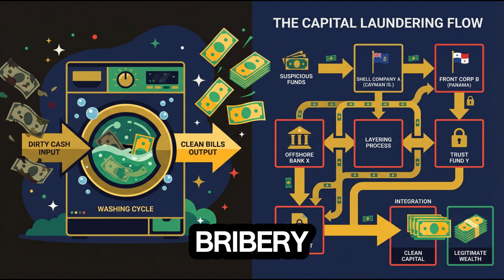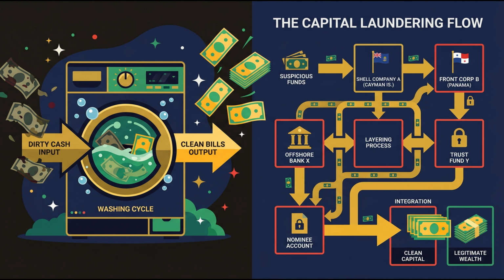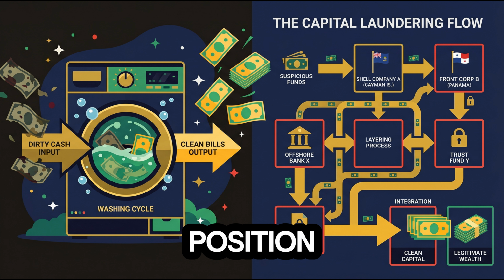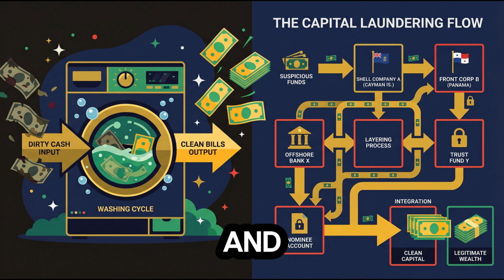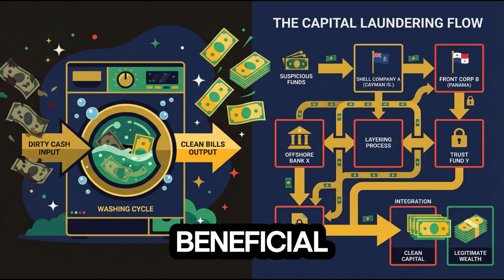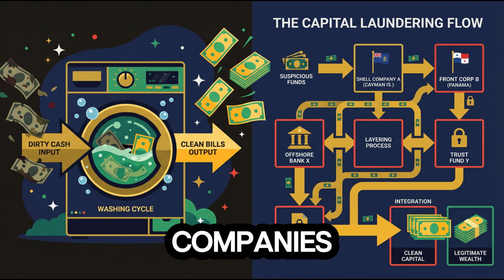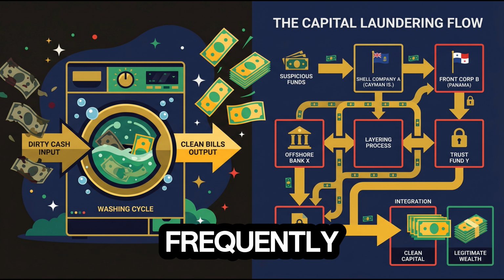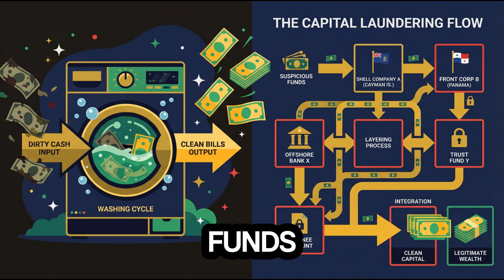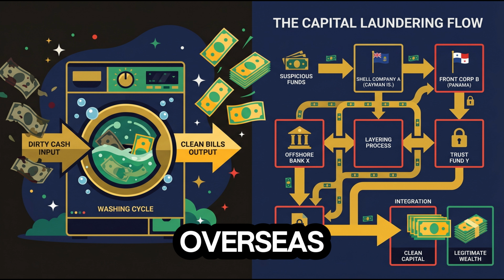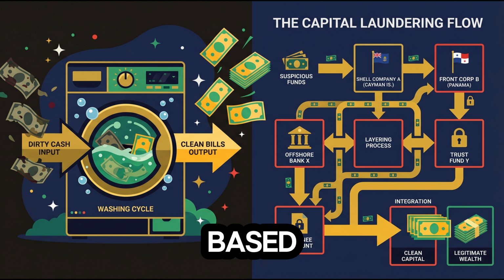The proceeds of bribery and embezzlement must be disguised before they can be used or invested. This is the laundering stage. Politically exposed persons, PEPs, are at elevated risk because their position gives them access to public funds and decision-making power. Beneficial ownership opacity, shell companies, nominee directors, is frequently exploited to conceal the corrupt origin of funds. Common laundering methods include real estate purchases, overseas wire transfers, trade-based money laundering, and use of luxury assets.